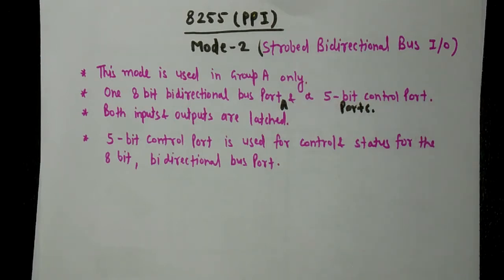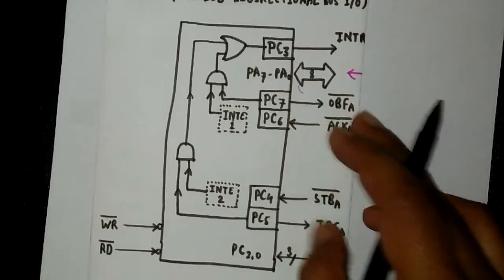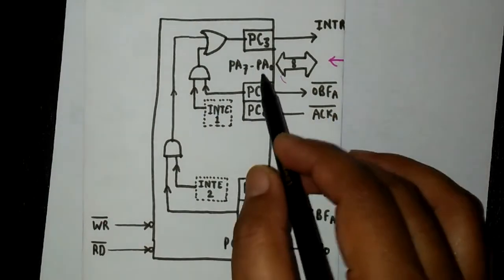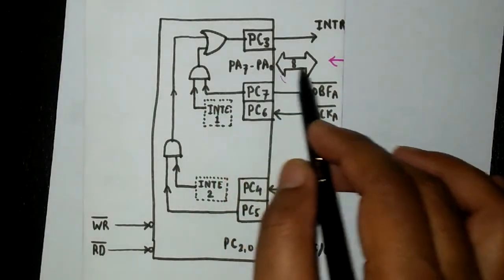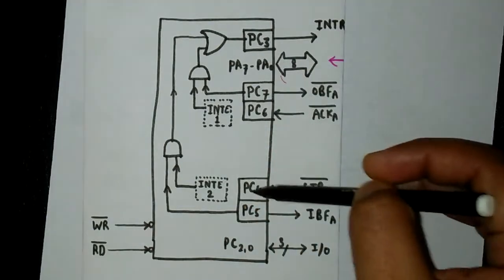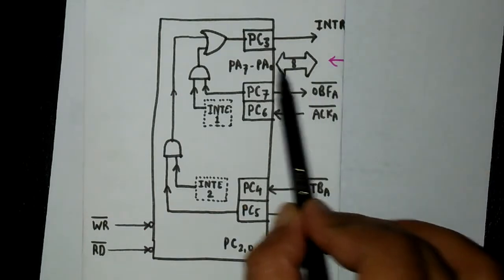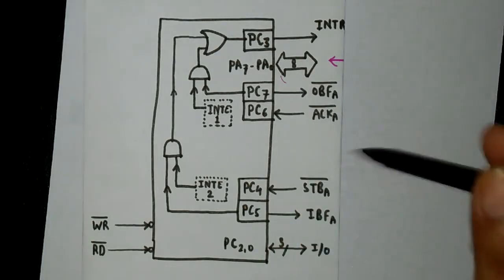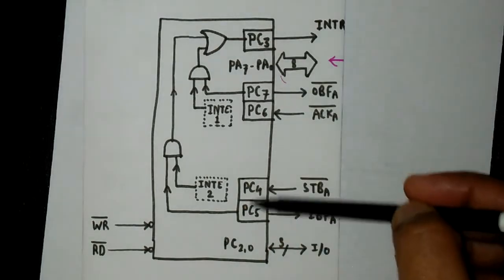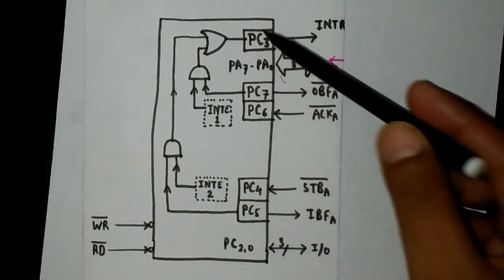Now let's see the working of mode 2 in 8255. In this diagram, this is port A that will be used as the bidirectional data port. And these are the 5 bits of port C that we will use in order to control the transmission of 8-bit data on port A. These are PC3, PC4, PC5, PC6 and PC7, and the roles of these pins are written in front of them.